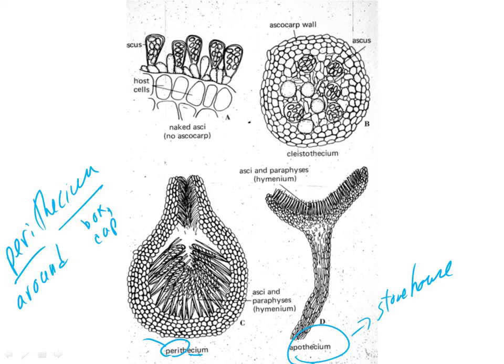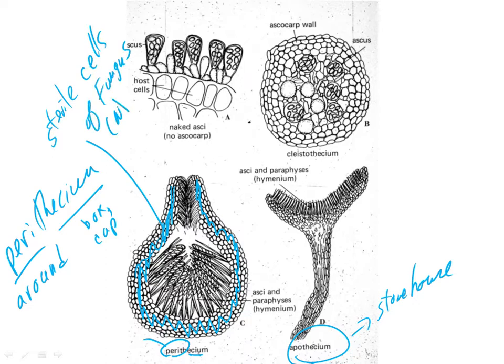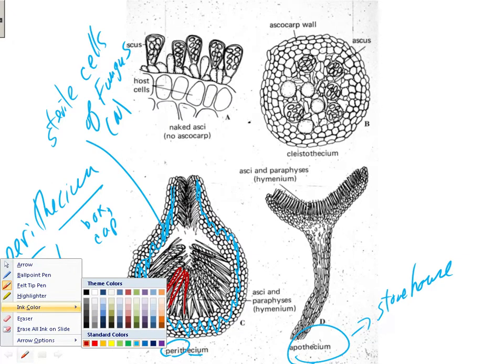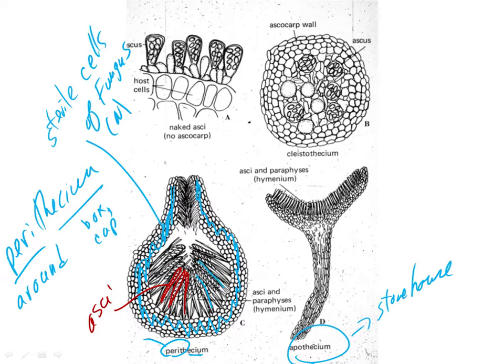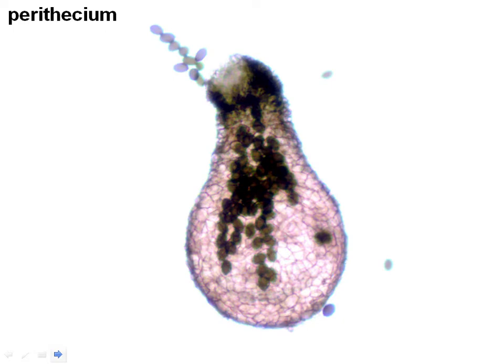Okay. You can see that in this case, we have our sterile cells now surrounding, almost completely surrounding, the parapheses. So here we have the sterile cells. Fungus, and they are haploid. And then in the center, we have our asci and also our parapheses, which I'll draw in blue. So those sterile cells have come up and surrounded and enclosed, except for that one little hole at the top, the storehouse.